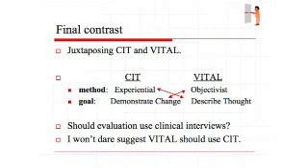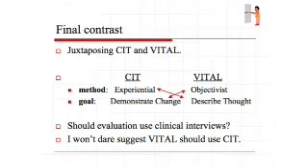So the final contrast, I thought we could juxtapose critical incident methodology with vital. So critical incident and vital. Critical incident uses experiential: what was your experience doing this? Vital uses objectivist: how should I explain this phenomenon in front of me? The goal of the CIT is to demonstrate change, sort of in a clinical style. And the goal of vital is to describe thought.